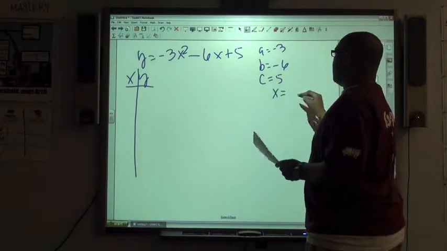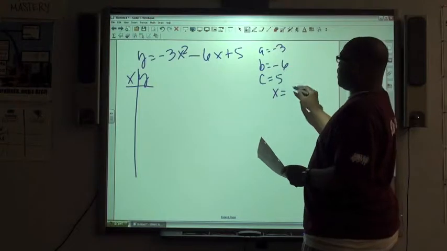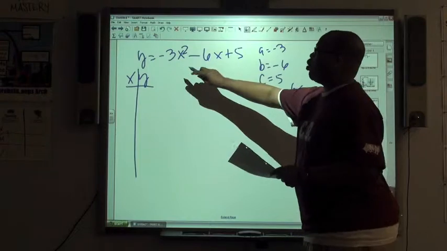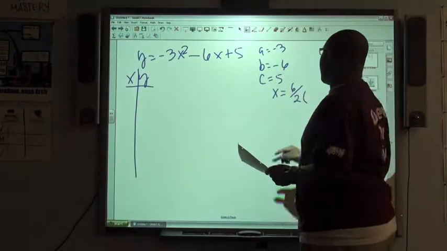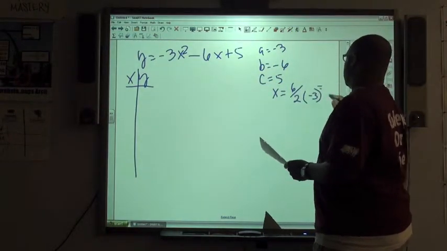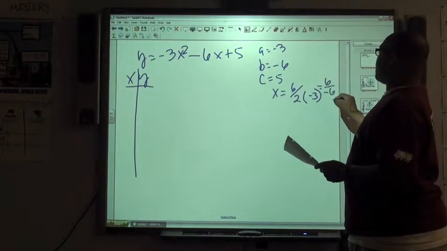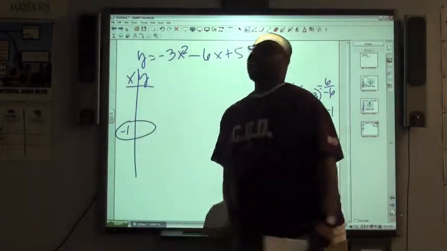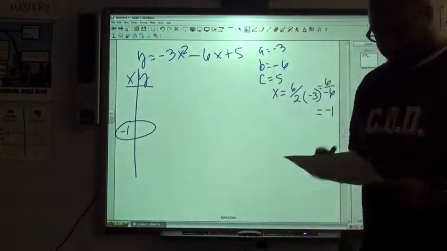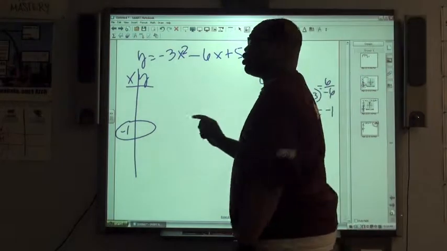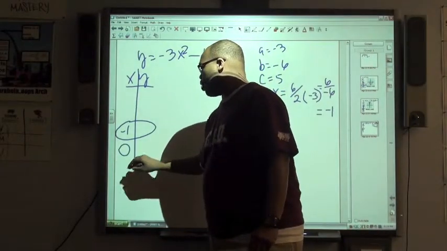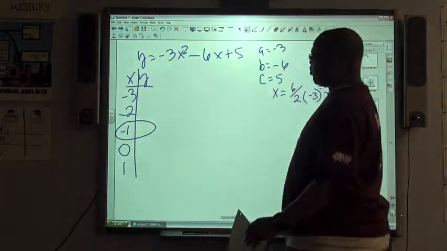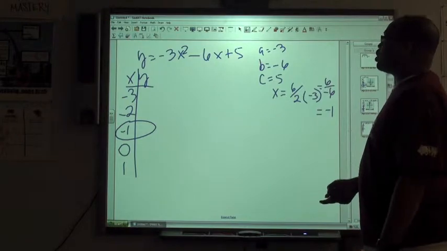Axis of symmetry, x equals negative b, or the opposite of b, that's going to be 6, divided by 2 times your a, or 2 times negative 3. And that's going to be 6 divided by negative 6, which is negative 1. So our axis of symmetry is negative 1. The x value for our vertex is negative 1. I'm going to choose integers that are greater than negative 1, 0 and 1, and less than negative 1, negative 2, negative 3.